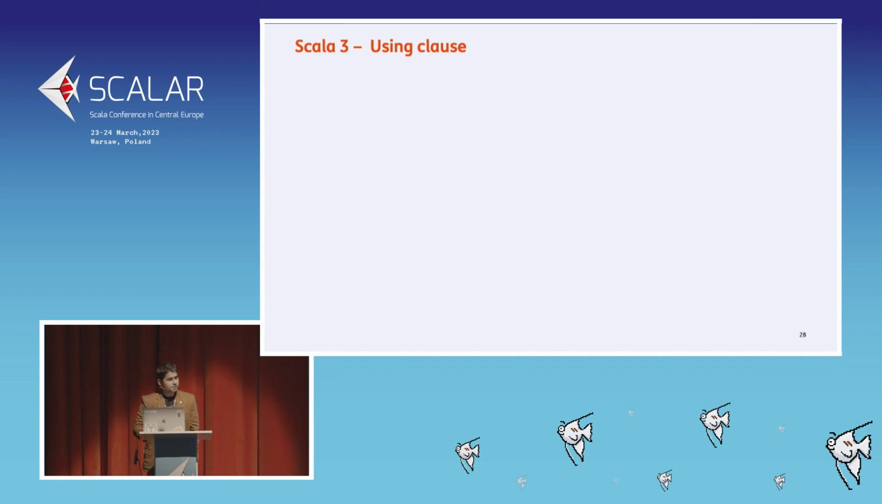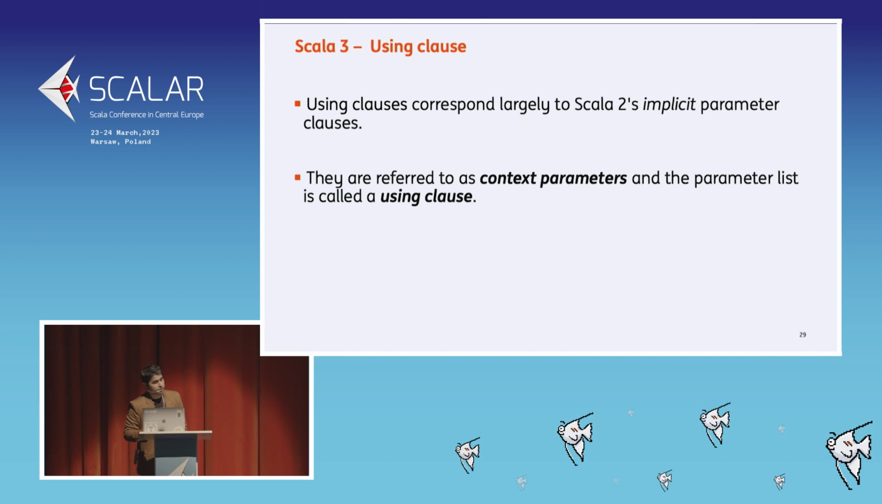The second major change with implicits or contextual abstractions in Scala 3 is about the using clause. The using clause corresponds largely to how we had implicit parameters in Scala 2. It's a new terminology, like many things. They are referred to as context parameters, and the list is known as a using clause list. So in Scala 2, you had implicit parameters, and in Scala 3, you have using clause.